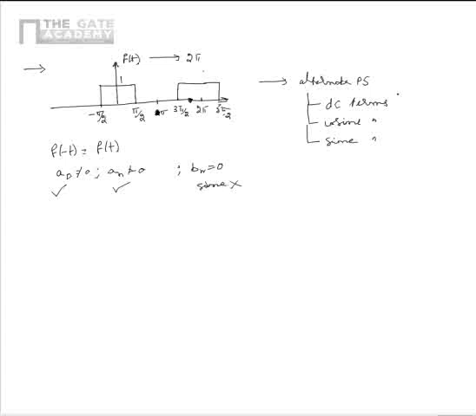From this, we can say that in the alternate Fourier series representation of given f of t, DC terms and cosine terms are present and sine terms are not present.